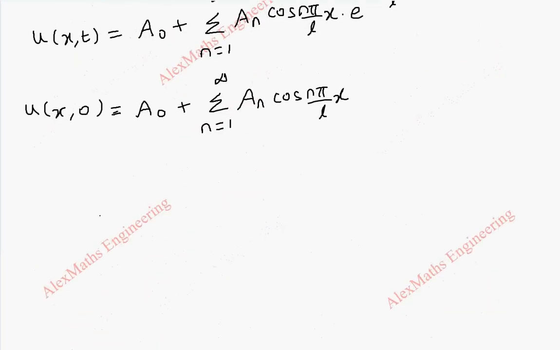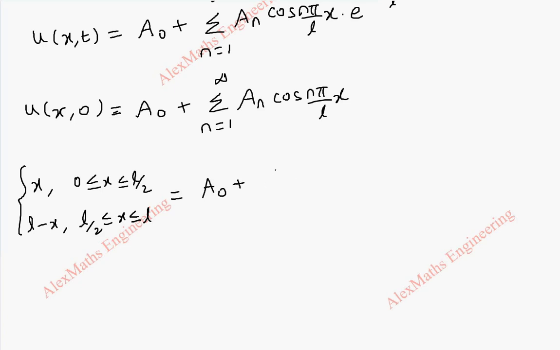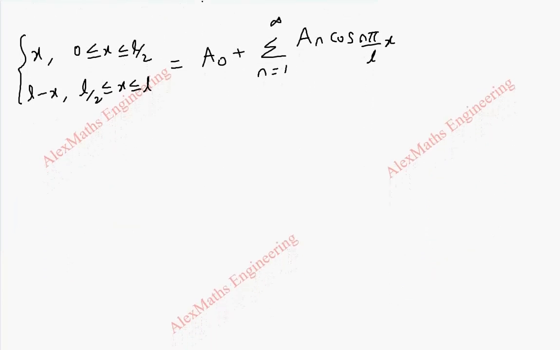So here let's write it. This is x for 0 ≤ x ≤ L/2 and L − x for L/2 ≤ x ≤ L. And this is a₀ plus the summation n from 1 to infinity of aₙ cos(nπx/L). This is the half range Fourier cosine series. So we state that this is a half range Fourier cosine series.